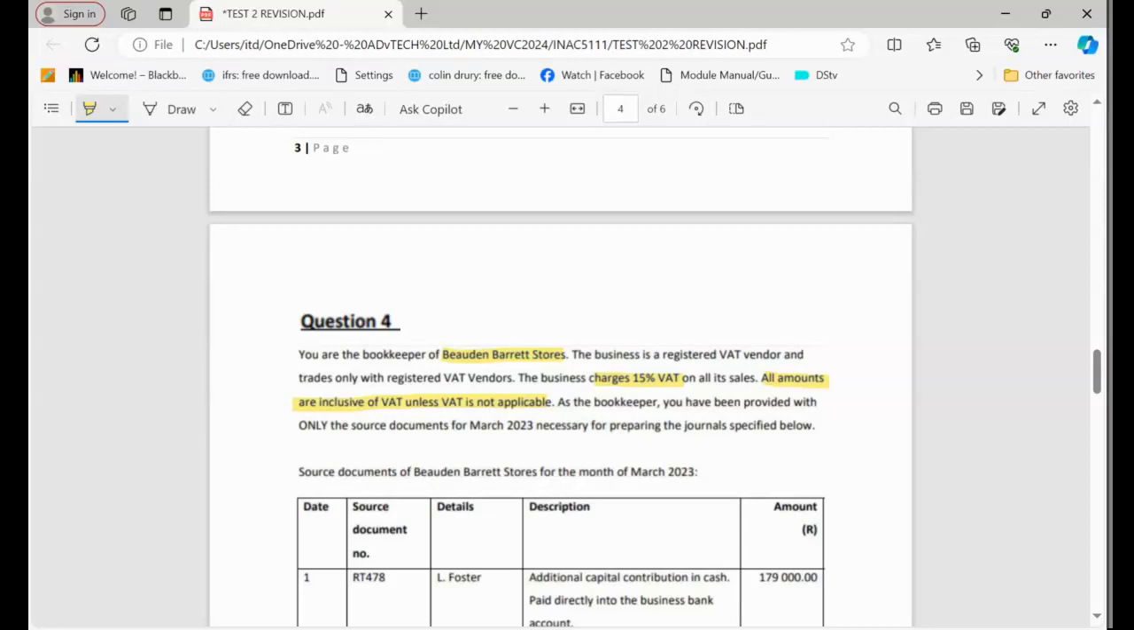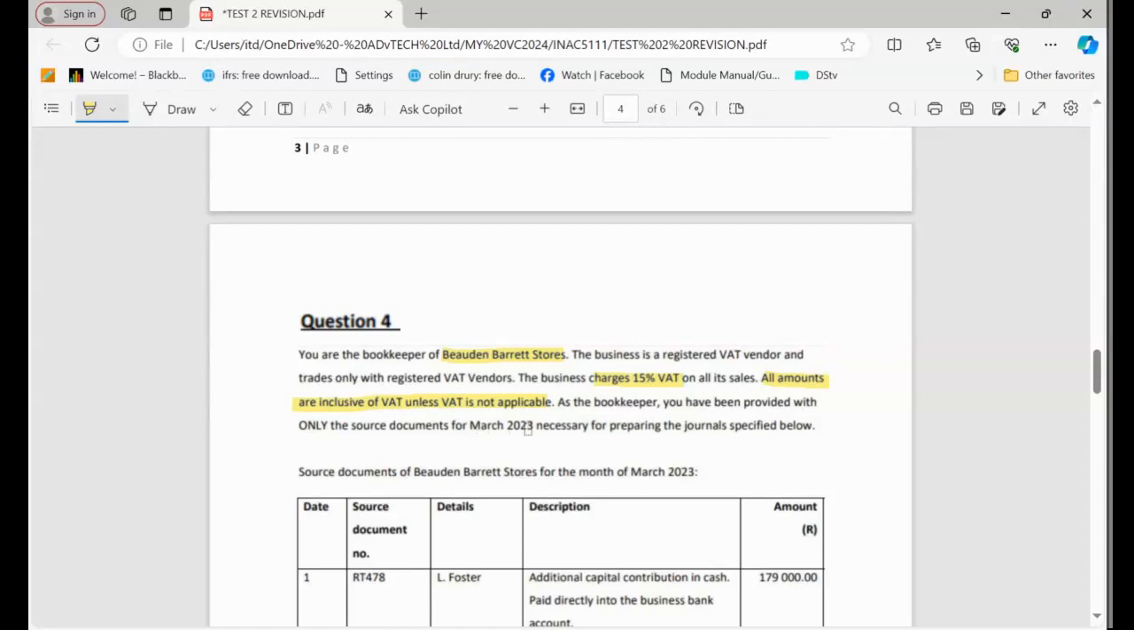Remember, we still spoke about the standard rated items where we use 15%. We spoke about the exempt supplies. We spoke about the zero rated items. We spoke about the non-allowable items. So you need to understand those so that you cannot make a mistake of having VAT implications where it's not allowed. Okay. They say, as the bookkeeper, you have been provided only with the source documents for March.